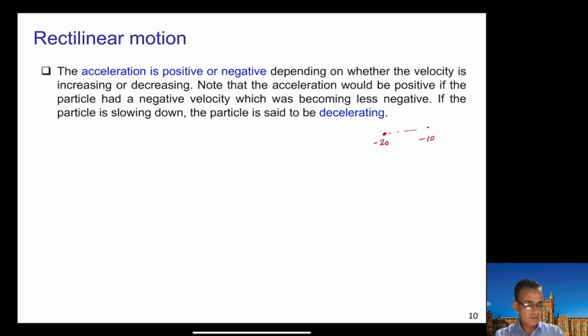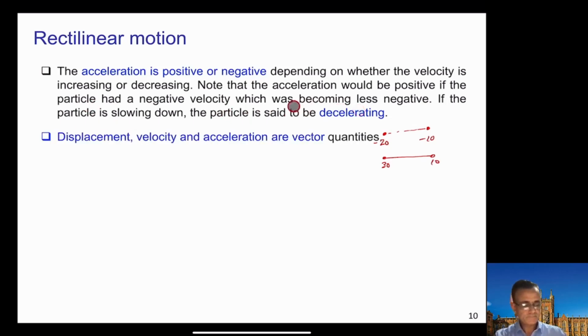So then this means that it's a positive acceleration. If the particle is slowing down, so this means that if the initial velocity is, for example, 30 and the final velocity is 10, then we can say that the particle is decelerating here. And again, this is a very important point: the displacement, velocity and acceleration are vector quantities.